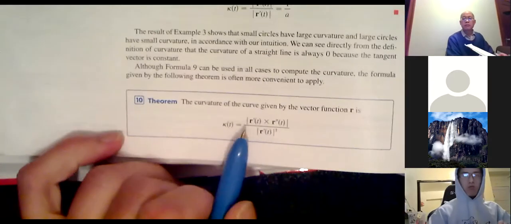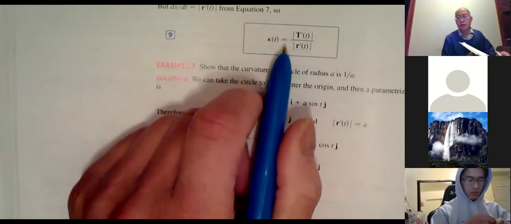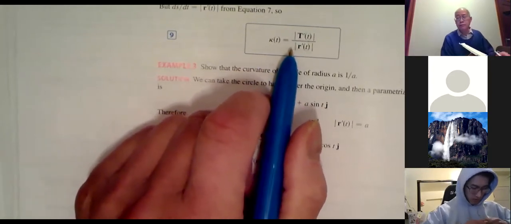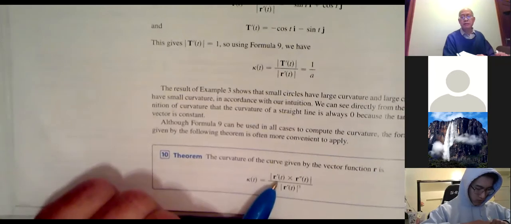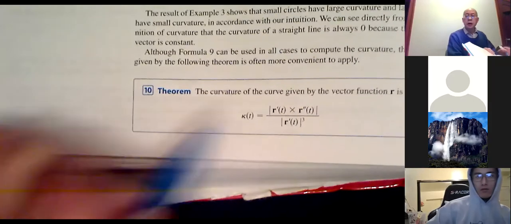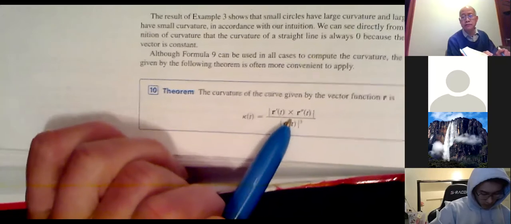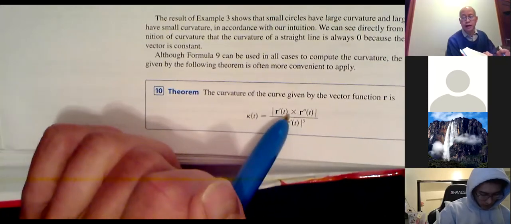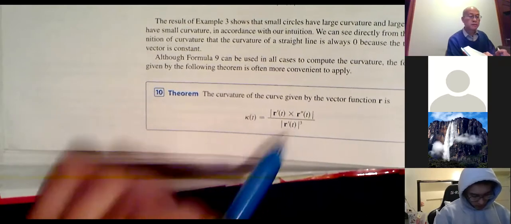Here's another big one. It looks more complicated, but there are some circumstances where this is preferred over this one. You say, how do you know which one to use? Well, they'll tell you, or if they don't tell you, you can pick either one. This looks more complicated, but it might be easier in some circumstances than this. Okay, so curvature is the magnitude of r prime cross r double prime. You might recall in the previous section, we did a problem involving that, and it was to set you up for this, divided by the magnitude of r prime cubed.